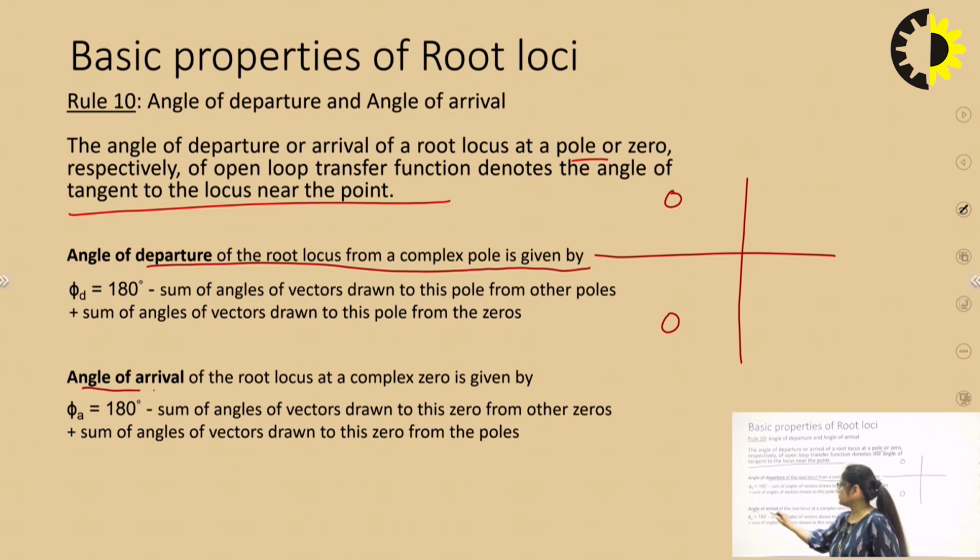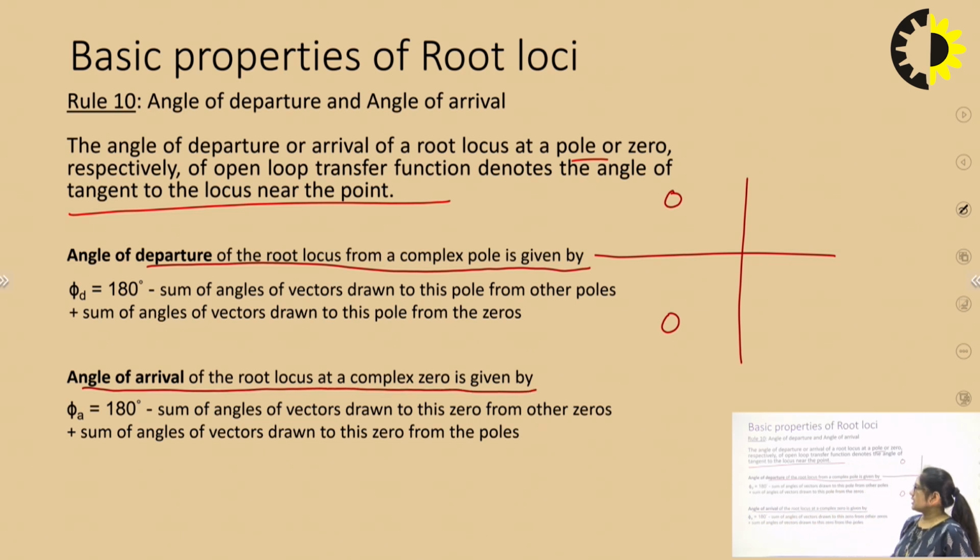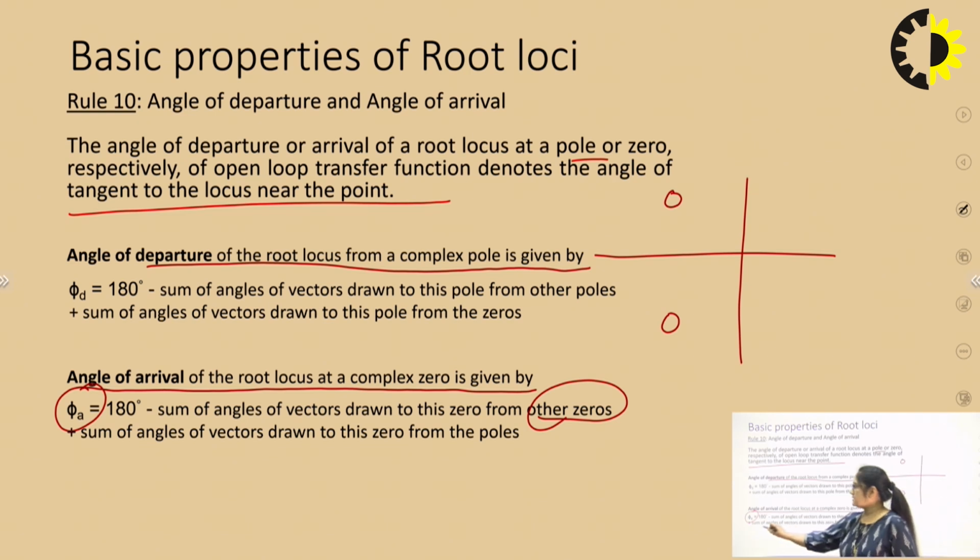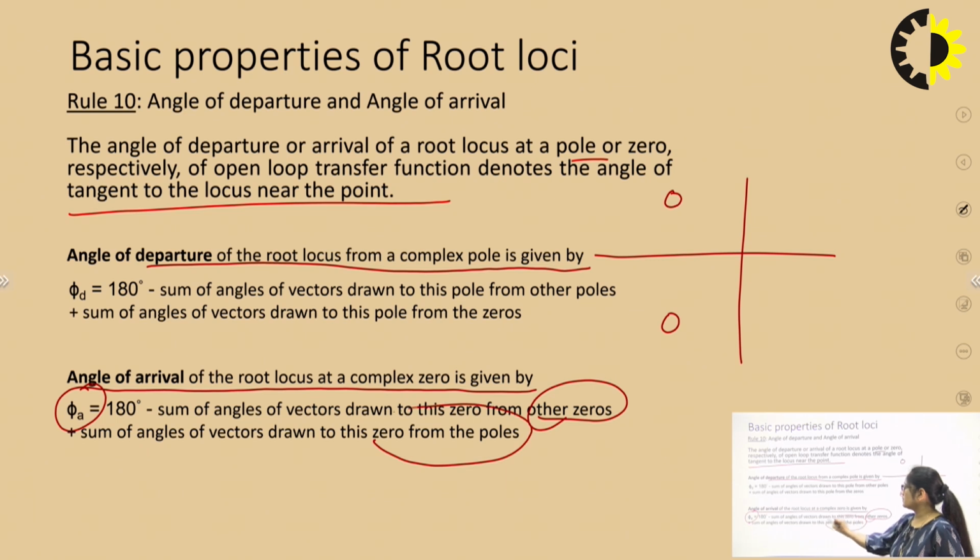And what is the angle of arrival of the root locus at a complex zero? It is phi a, the angle 180 degrees minus the sum of angles of vectors drawn to the zero from other zeros, plus the sum of angles of vectors drawn to the zero from the other poles. We'll take up an example and understand what we mean by angle of departure and angle of arrival.